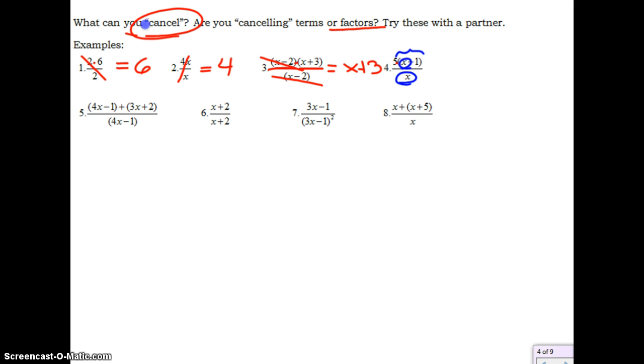So this one is already simplified. I cannot simplify it any further.